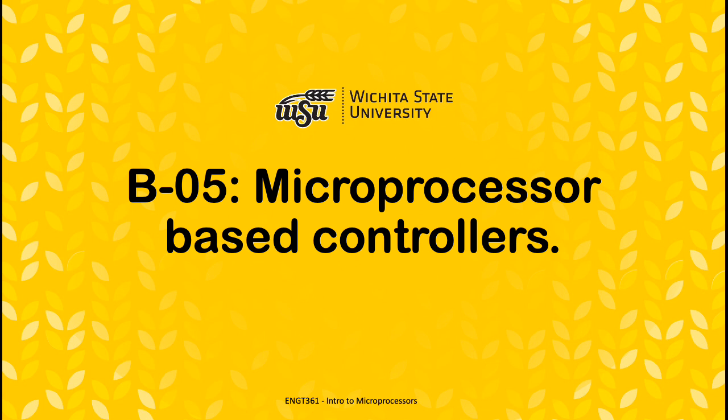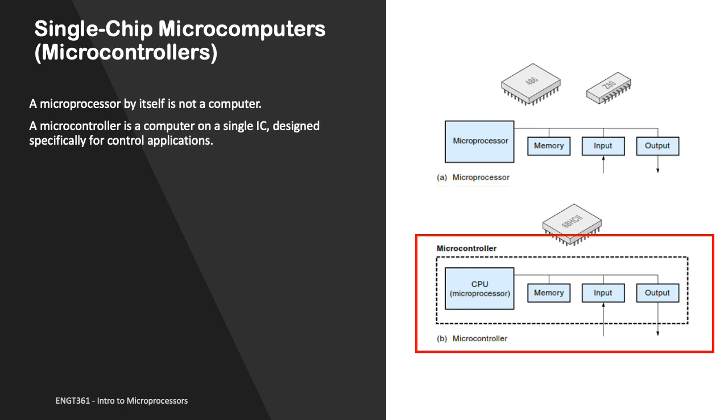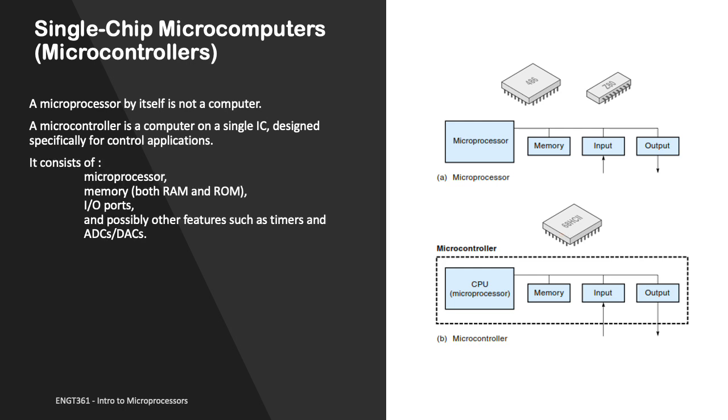We start our final presentation in the series looking specifically at microprocessor-based controllers. To recap from the last presentation, a microprocessor by itself is not a computer. To be functional, the microprocessor must be connected to other integrated circuits that provide the memory and the I/O capability. A microcontroller is a computer on a single IC, designed specifically for control applications.